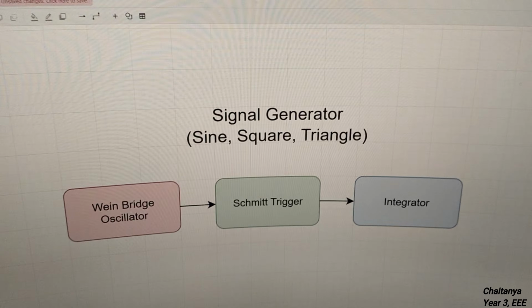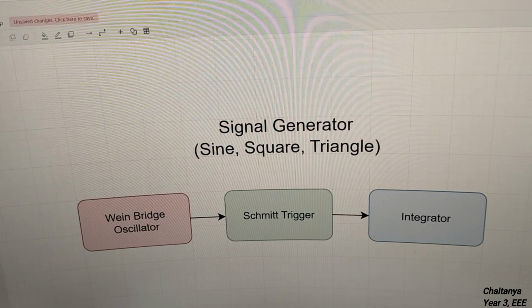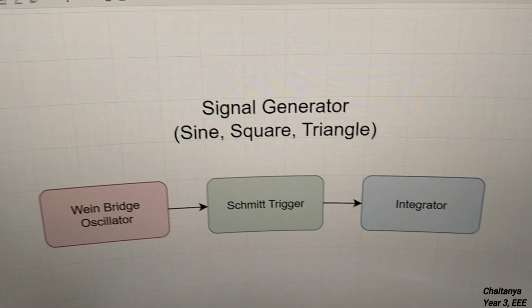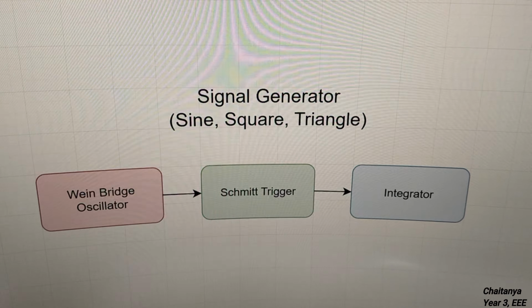Hey guys, what's up? Just a small experiment here. A simple signal generator which can generate these three waveforms: sine, square, and triangle.